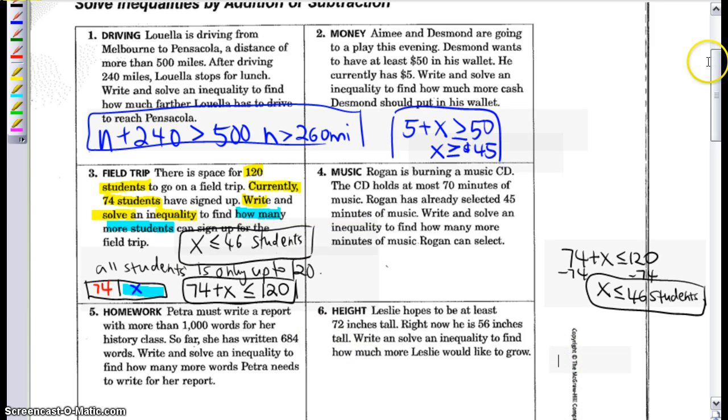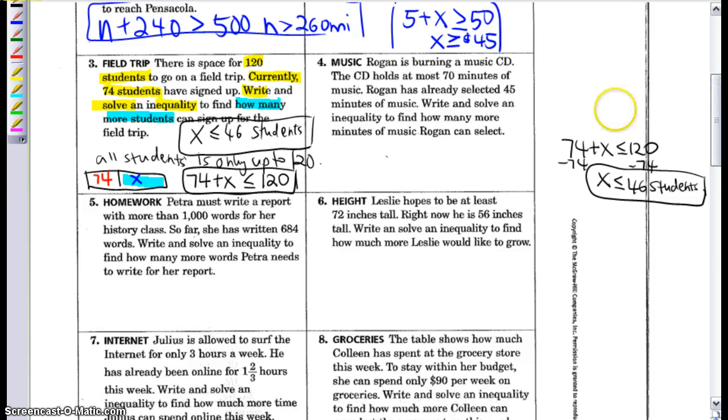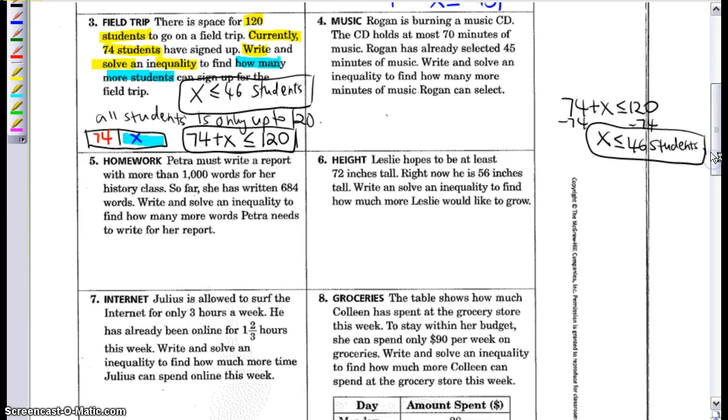Let's skip down to number 6 here. Now I'm going to highlight the key information. Leslie wants to be at least 72 inches. He is 56 inches right now, so let's highlight that. And I want to highlight again the writing and solving. There's a little typo there, and solve. And then we're looking for the question. We're answering how much more Leslie would have to grow. So let's get started.